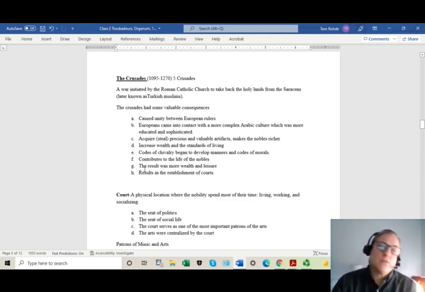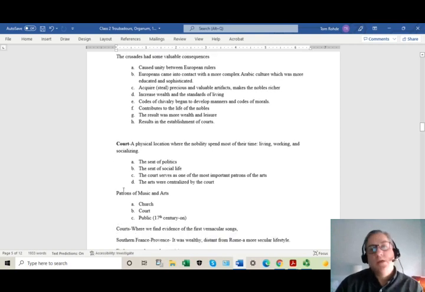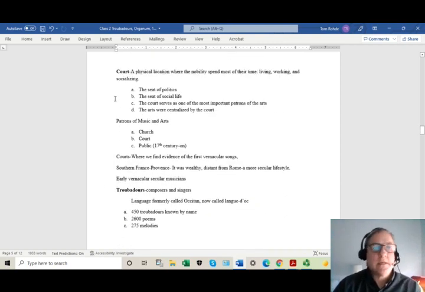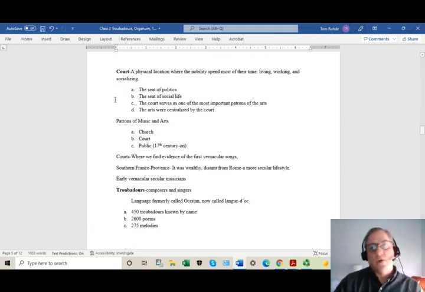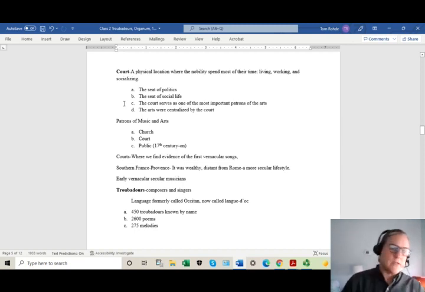But out of this, we get the codes of chivalry, and then out of all of these things happening through the Crusades, the development of courts. The court concept is really about the social life of the nobility, the ruling class within any particular state, region, or area. A court, by definition, is a physical location where the nobility spends most of their time living, working, socializing, doing everything that they need to do to exist. It's the seat of politics, the seat of social life.